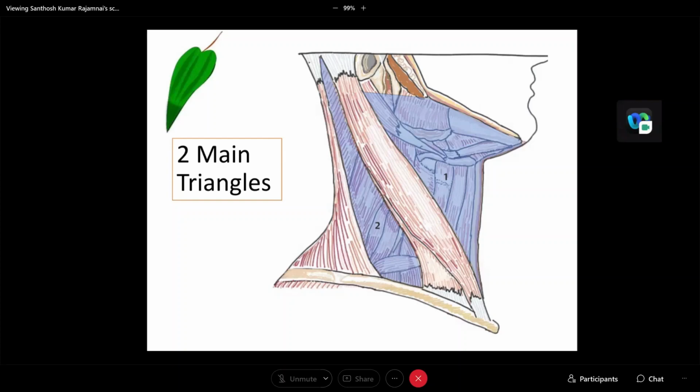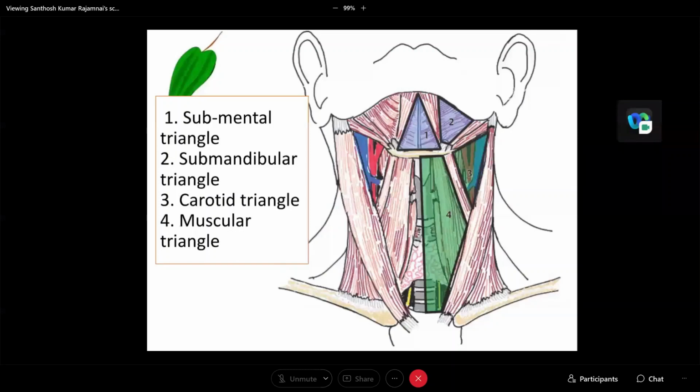And if you see a swelling in the posterior triangle, which doesn't have much of visceral structures, it has only nerves and lymph nodes, so it is probably a lymph node swelling. Again, I'm not talking about rare things, I'm only talking about the most common pathologies. So here is what the triangles are.